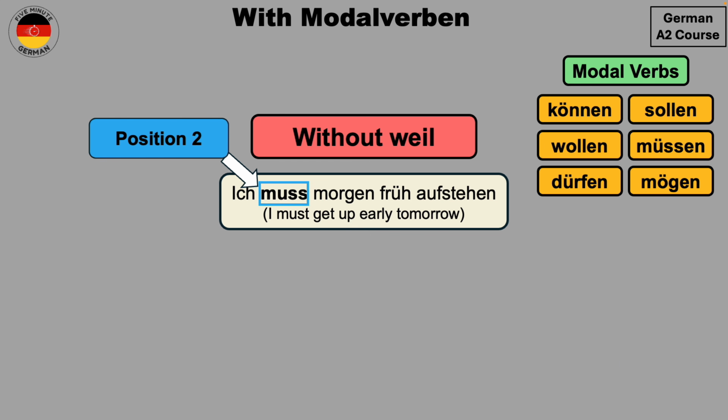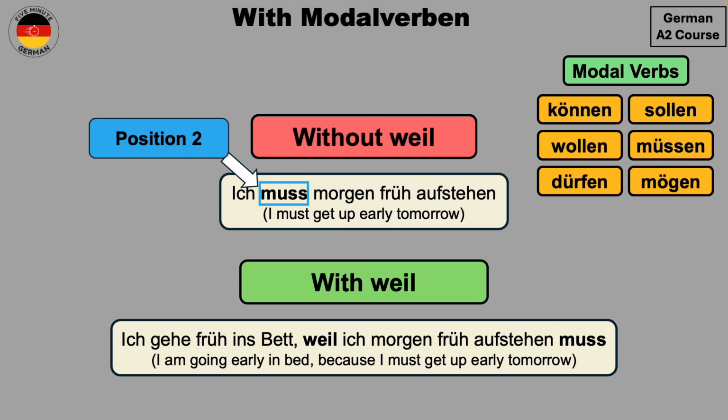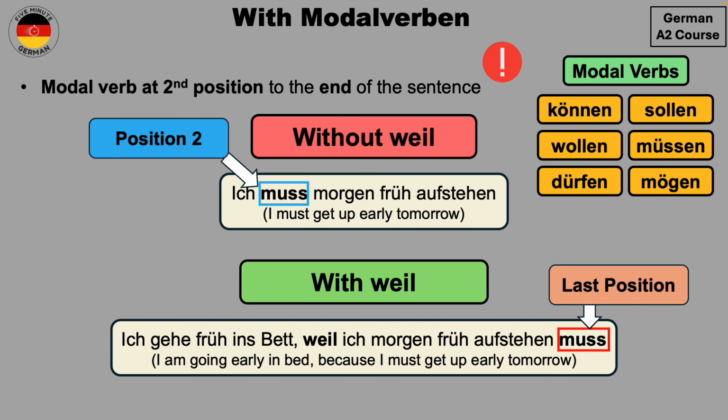Now when we use weil, then the sentence will become Ich gehe früh ins Bett, weil ich morgen früh aufstehen muss. I am going to bed early because I must get up early tomorrow. So you see that in the sentence where we have added weil, the modal verb, which was at the second position, has now gone to the last position. So whenever you use weil with modal verbs, then the modal verb at second position will go to the end of the sentence.